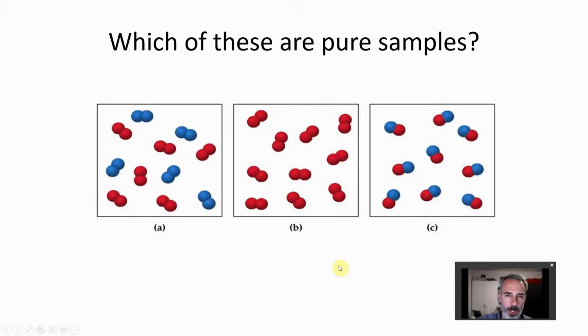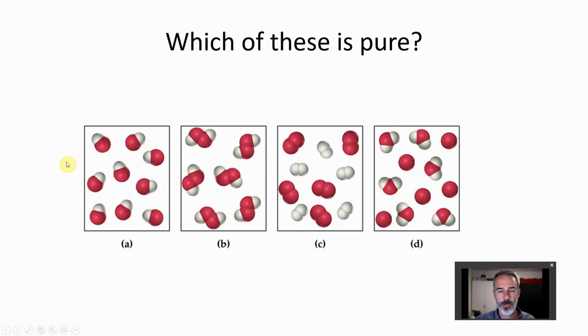By the way, while we're here, which of these are pure samples? B and C, right? This is a pure element. That's a pure compound. This over here is a mixture of elements. Let's try this one. Which of these, let's just start with which of these are pure substances.